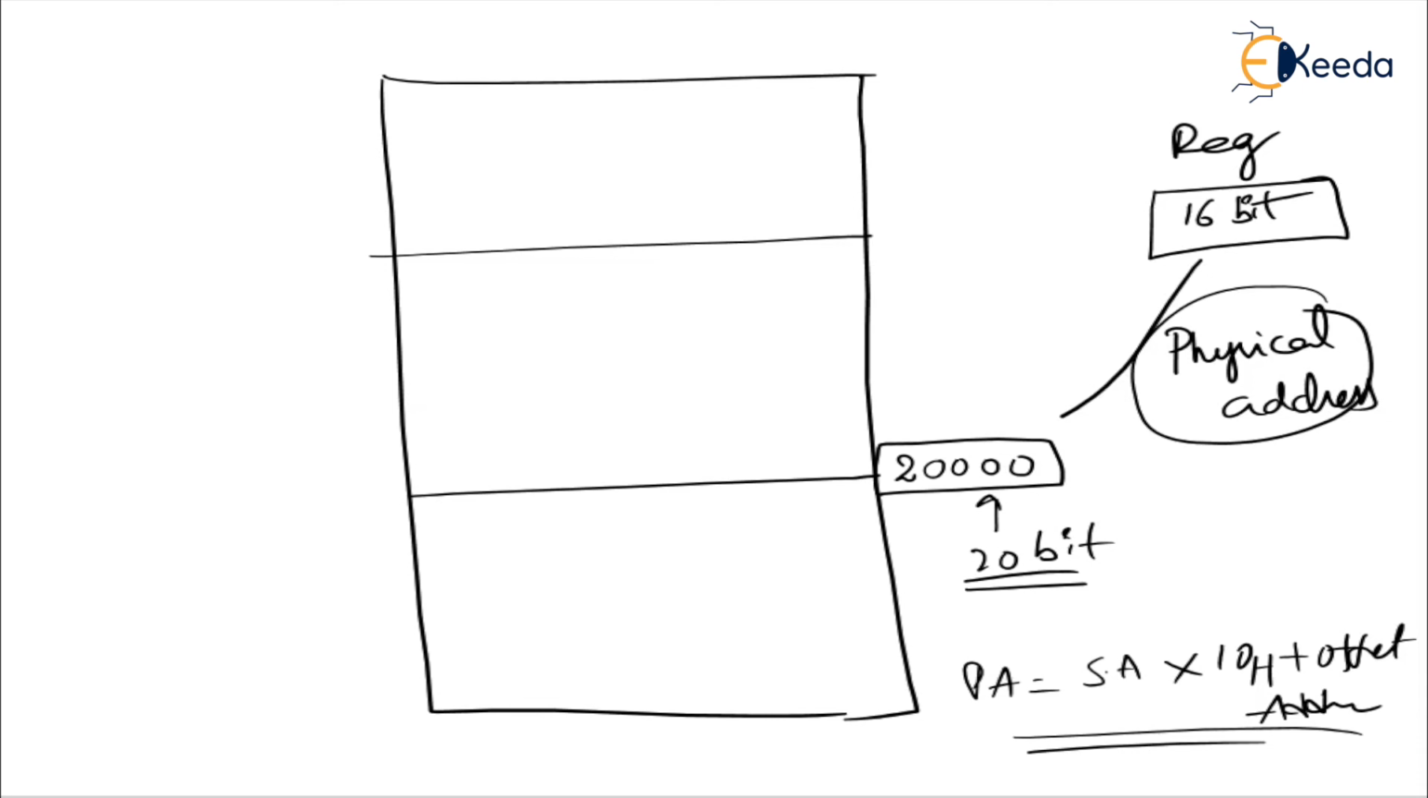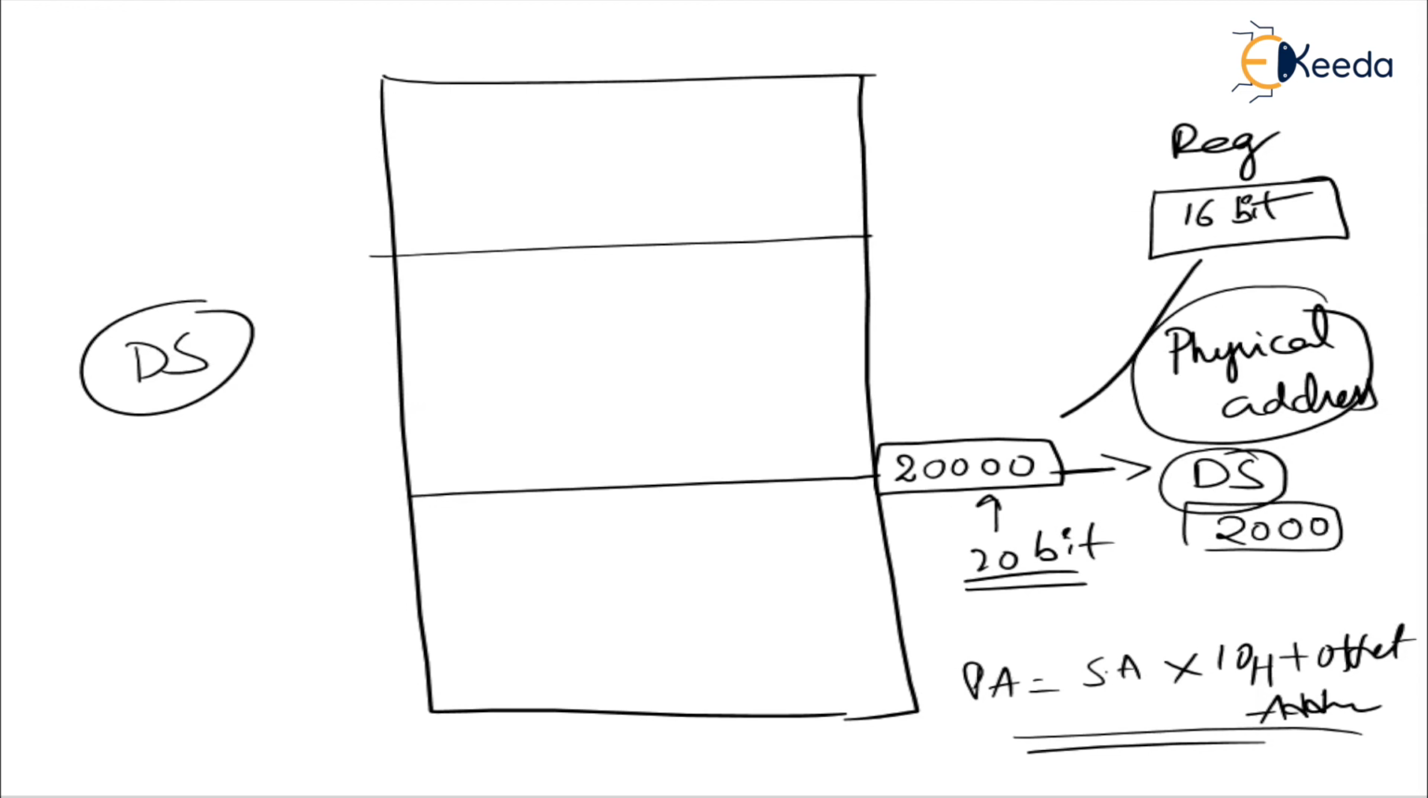So this is called the starting address. Suppose this is the data segment, so the data segment register holds this. How much does it hold? 20,000. By appending 0 to the starting address, it becomes 20,000. Always we have to append 0.